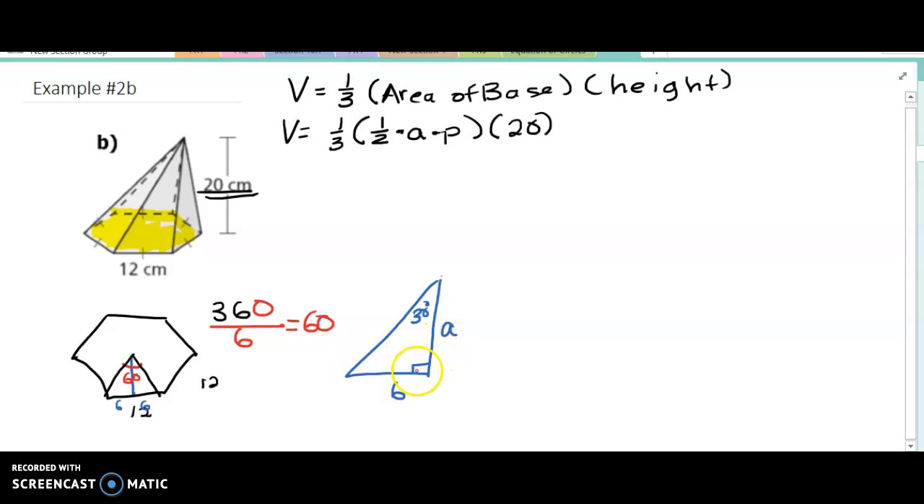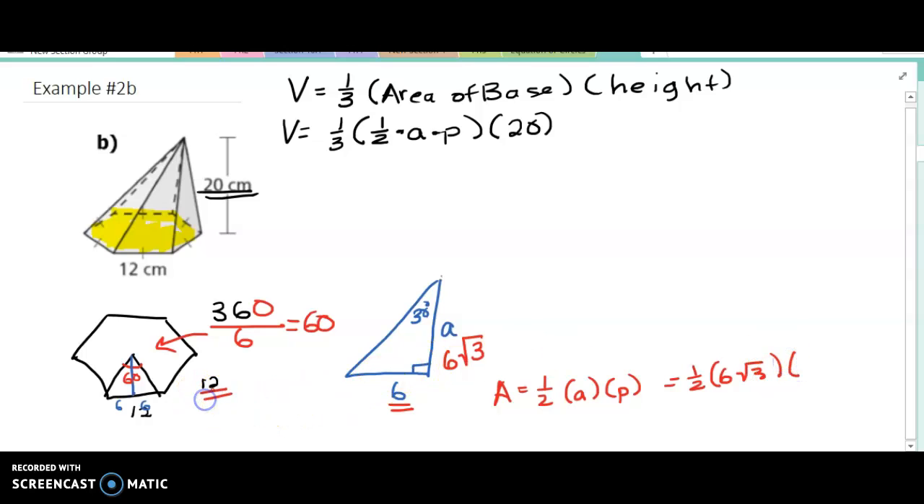And so we know that this long leg is the short leg times square root of 3, so this is 6 square root of 3. If you didn't remember that, you could use trig to find it. So the area of this is 1/2 times apothem times the perimeter, which is 1/2 times 6 square root of 3 times the perimeter, which is 12 times 6, which is 72.